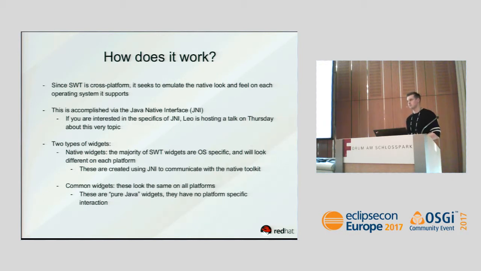And there are two types of widgets in SWT. There are native widgets, which are the ones that look native on each platform, which is the majority of widgets. And then there are common widgets, which you would see in the IDE sometimes, the CTabFolder, for example, when you click the tabs in the console. That's a common widget, and that means basically that it looks the same on all three platforms. It's drawn manually at the Java level. There's no native toolkit involved with that. So those are basically the two types of widgets we have in SWT.